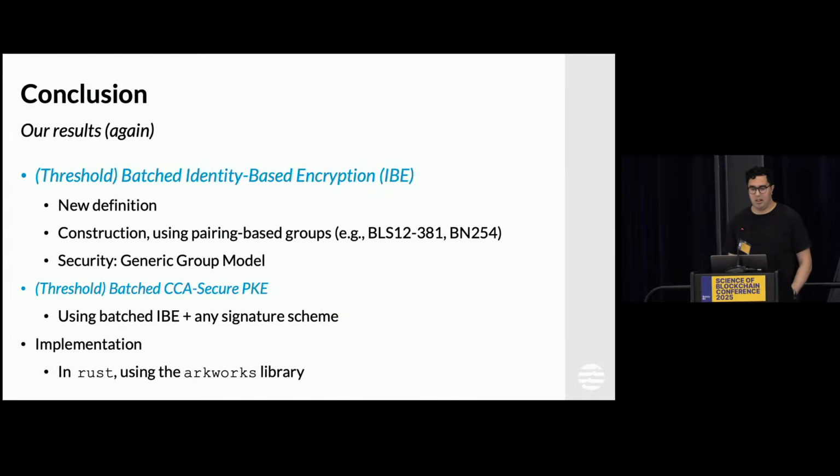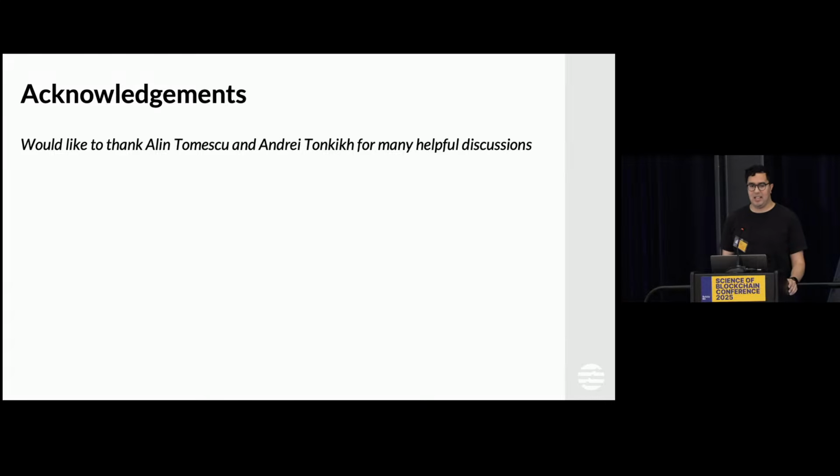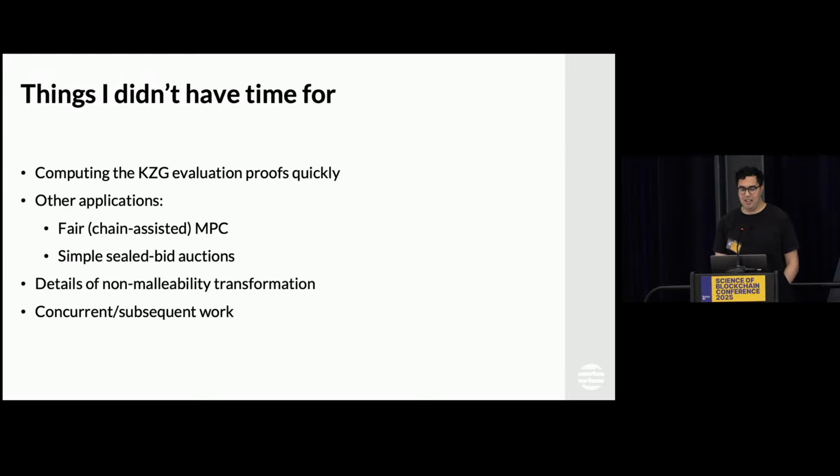I'll conclude by stating our results again. We have this new primitive called batched IBE. We construct it, and we also construct CCA secure batch public key encryption, and we give an implementation that's competitive with previous work. I'll finish by thanking Alin Tomescu and Andrei Tonkikh for many helpful discussions related to this project. I had a lot of other things I didn't have time for, and I'll refer you to the work if you're interested. Okay, thank you.